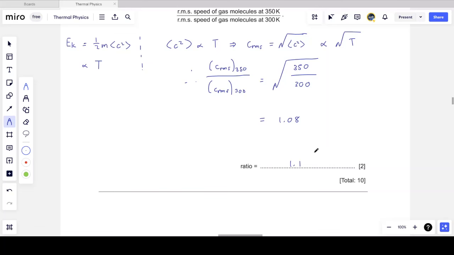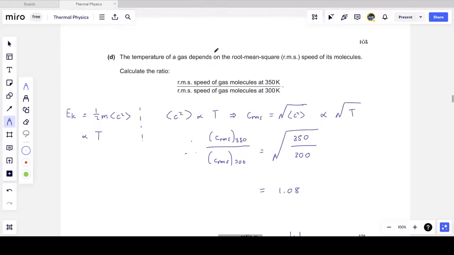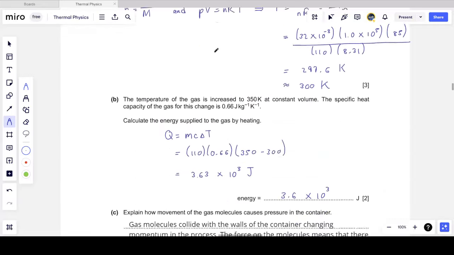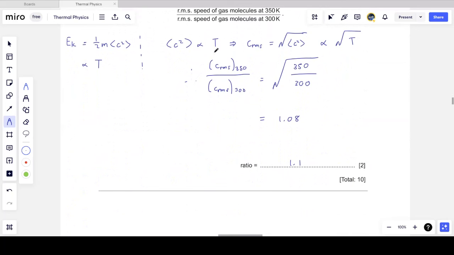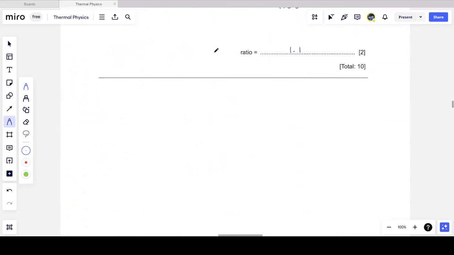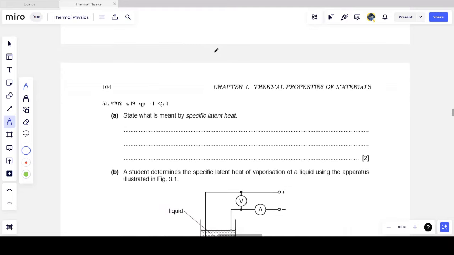So always remember, if you don't remember the actual equation for how c squared is related to T, just remember that c squared is proportional to T, and everything else will fall into place. You don't need to remember the actual equation, but at least the proportionality. So that was a fairly long question, altogether 10 marks. Your paper 4 exam is 100 marks, so a 10-mark question is 10% of that exam. So it's important to understand your thermal properties.